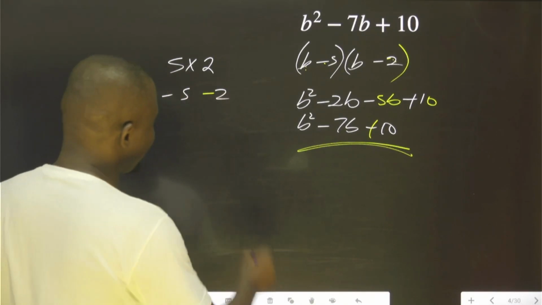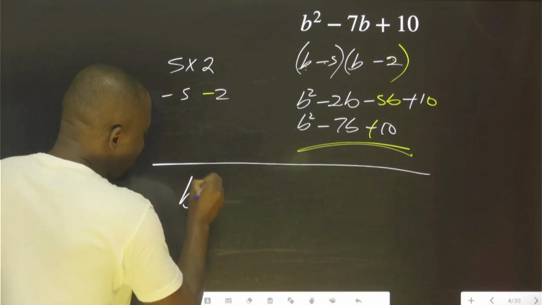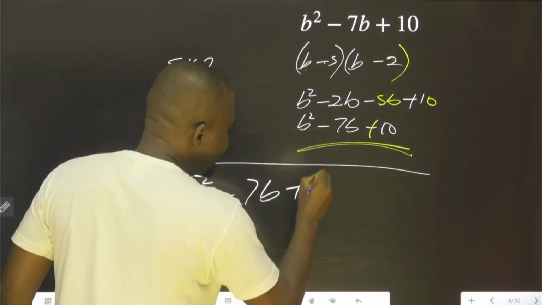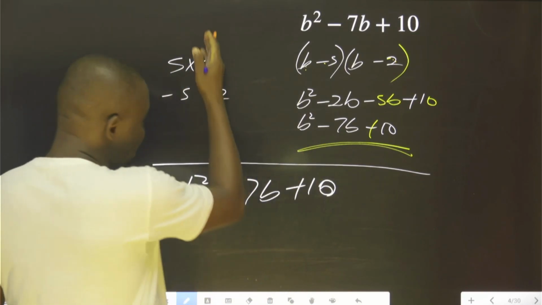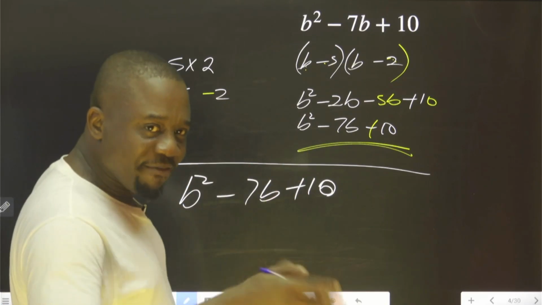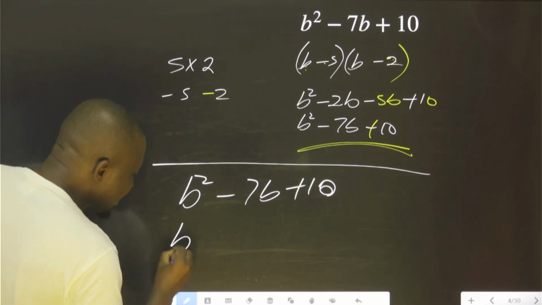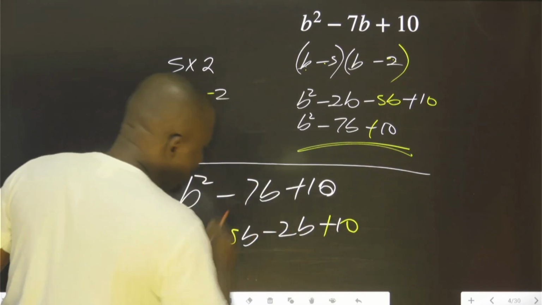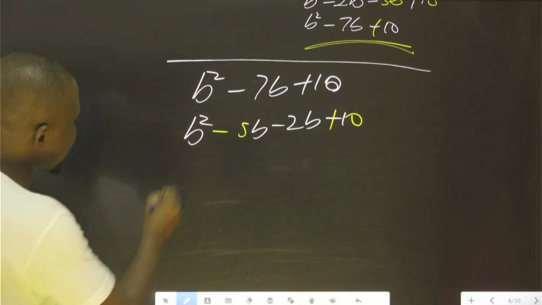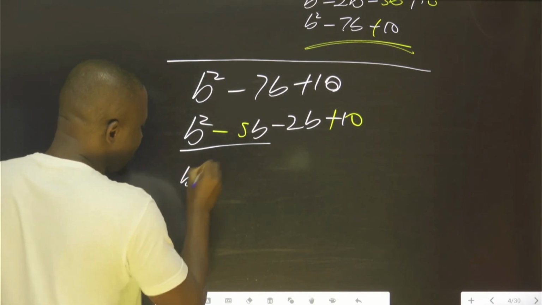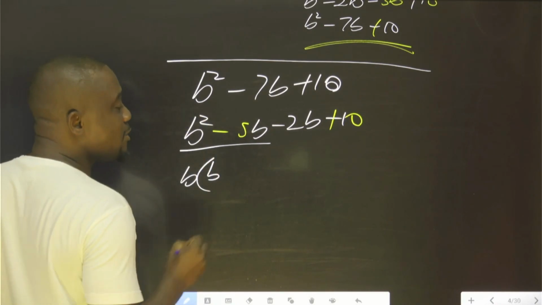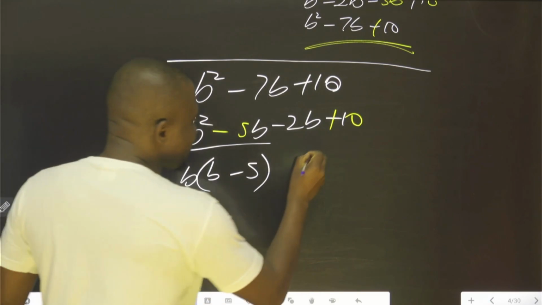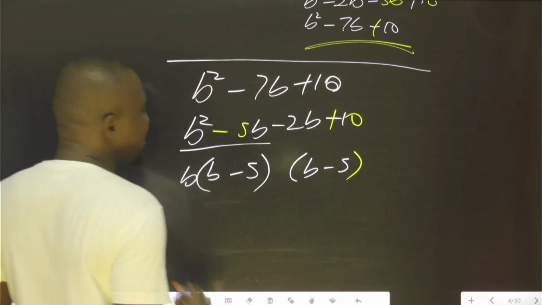Let's go for this, using the same method. B squared minus 7b plus 10. We have established the same thing, that is minus 5 minus 2. Use it to replace this: minus 5b minus 2b to replace this minus 7b. Once you do that, what is common here is b. What b is here, what is remaining is b, then 5. Repeat this. This is the standard method.